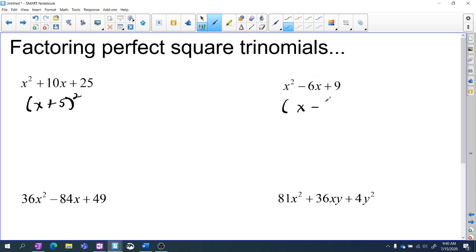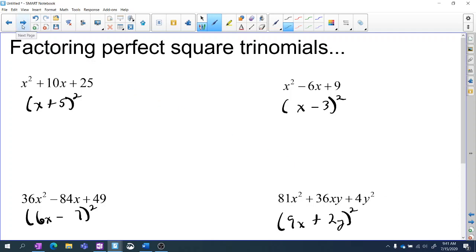Square root of the first, sign of the middle, square root of the last one, all squared. 6x and 7, 6 times 7 is 42, double it, 84, we're good. 6x minus 7 in brackets squared. 81x squared is 9x, 4y squared is 2y, 9 times 2 is 18, doubled is 36, we're good. 9x, sign of the middle, square root of this one, 2y, all in brackets squared. Alright, so that's a skill you need to make sure you have.